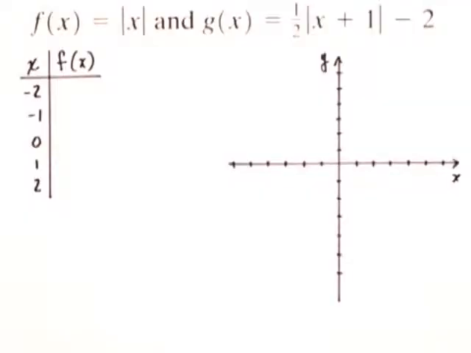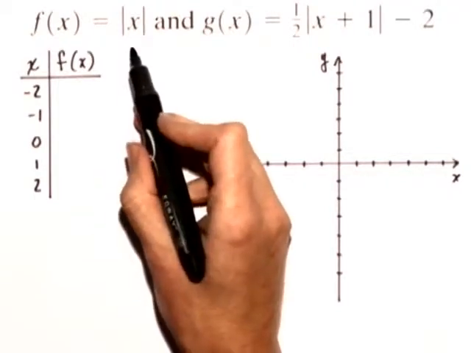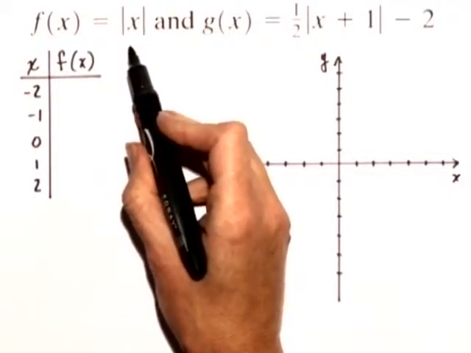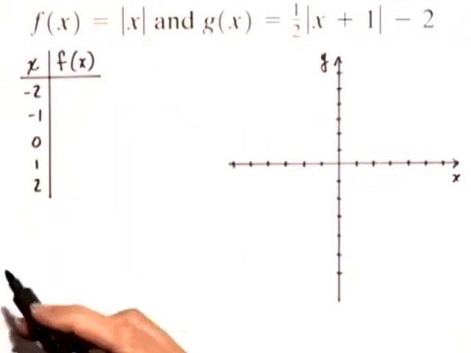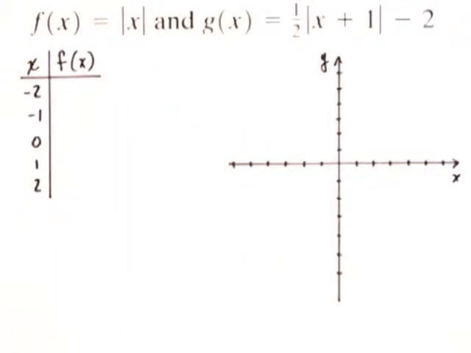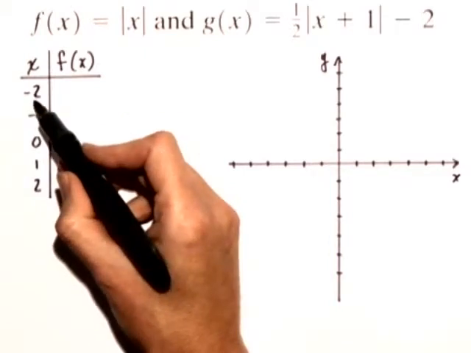In this example, we have two graphs that we'll graph on the same rectangular coordinate system, and then we'll state the domain and the range. So, first of all, we have f of x is equal to the absolute value of x. And remember, when you have an absolute value function, it's in the shape of a V. So, let's substitute values in for x.